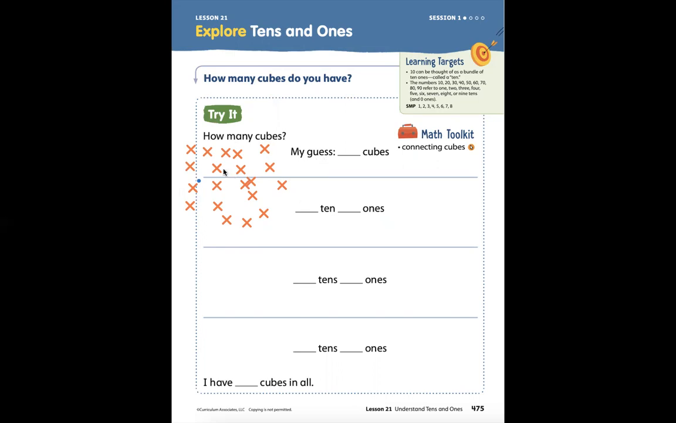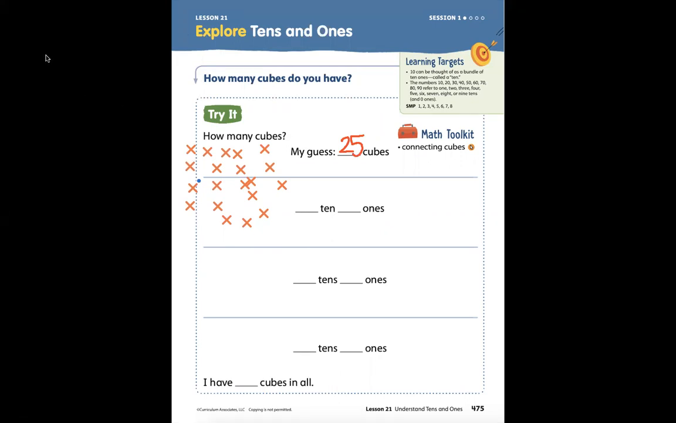My guess. Well, I think I could say maybe it's about 5, 10, 15, 20, 25. I'm going to say that I have 25 cubes. And this is just a guess. So I'm going to put my guess is 25 cubes.